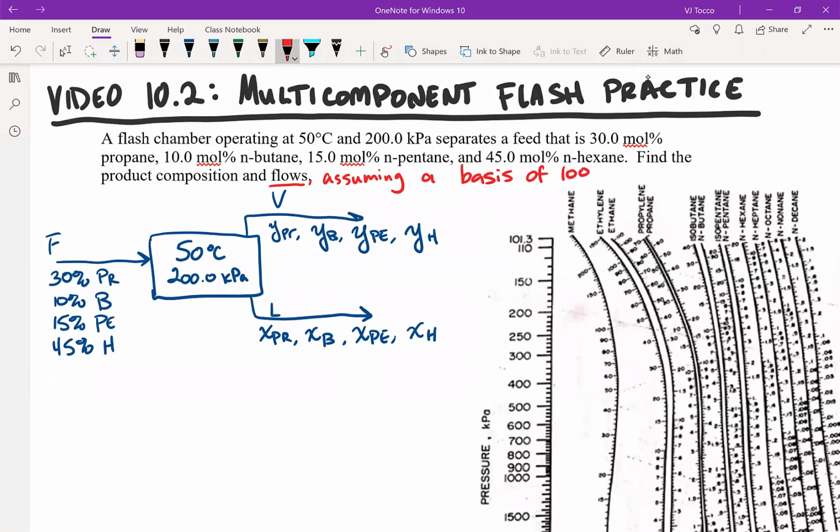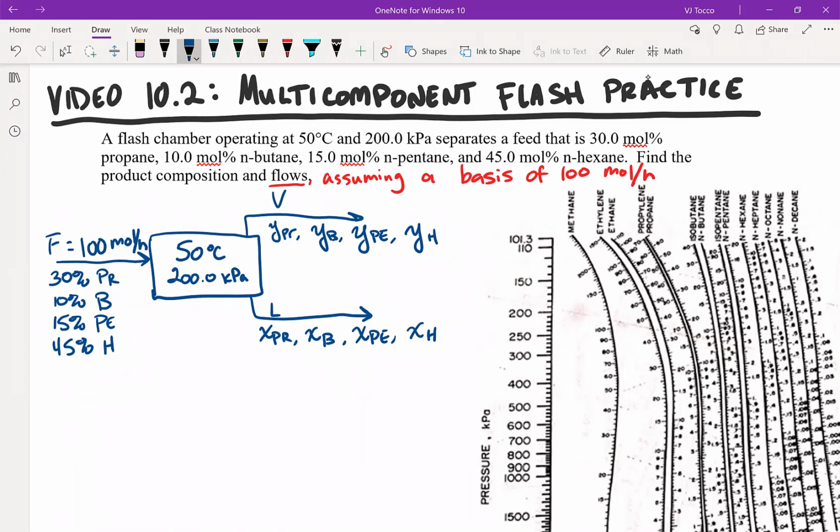Of 100 moles per hour. But the point is that if I'm asked to calculate what the flow rate is, then I must know what the basis is, because if I choose a different basis, then obviously I will get a different answer for my flow rates.